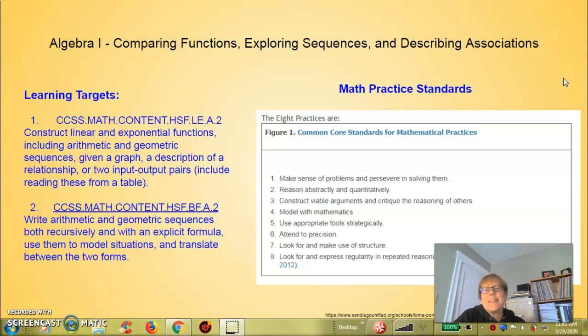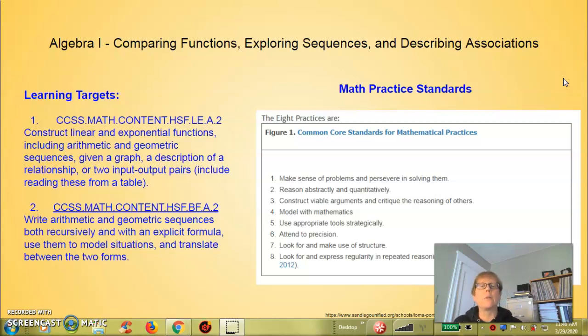So, welcome to this algebra lesson. This comes from a few different sections of Chapter 5 in the CPM book. And as you can see from the title and from the targets, we're going to look at comparing functions: linear, exponential, and quadratic. We're going to talk about arithmetic and geometric sequences, and then we're going to do a little bit of a review on describing associations, and we're doing that to help us prepare for Chapter 6.